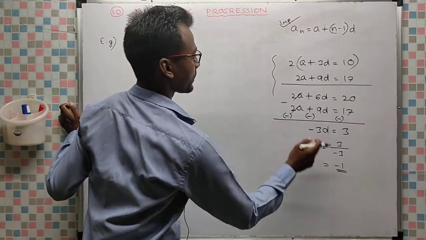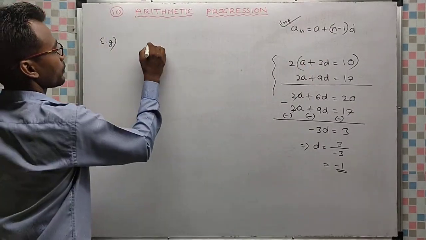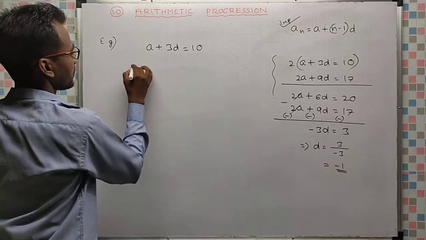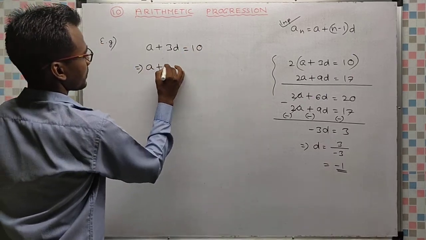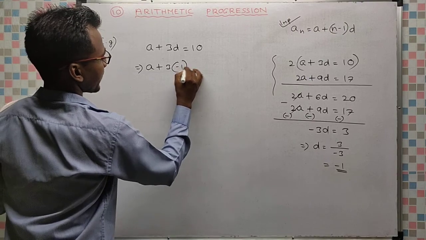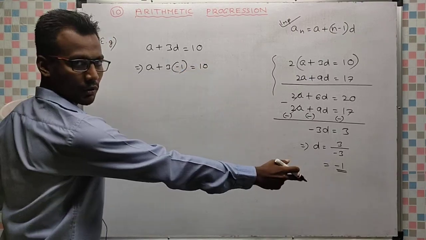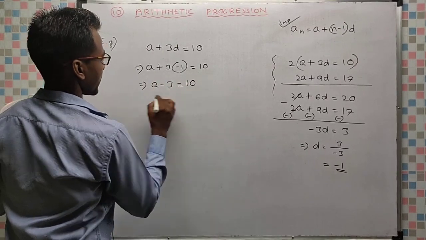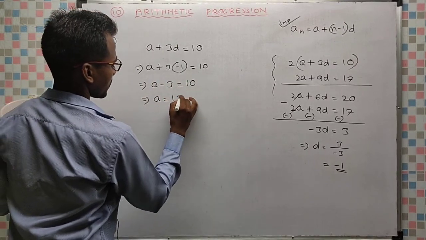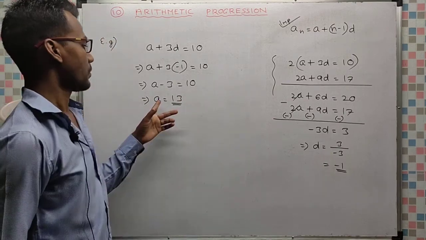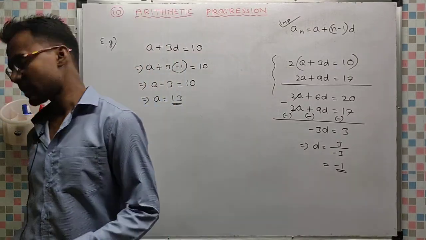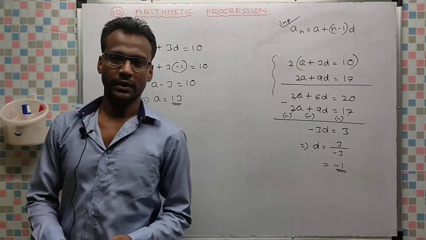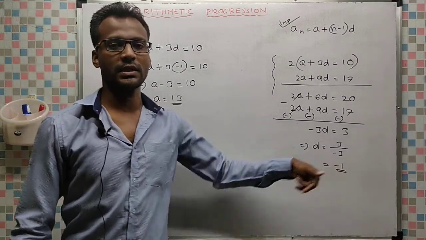You can put this value in any of the two equations. Suppose I am putting it in equation 1. A plus 3D is 10. So A plus 3 into minus 1 is 10, because D is minus 1 as we have got just now. So A minus 3 is 10. A is equal to 13. We have A, we have D, we can get anything. Let us see what is asked. Find its first term and the common difference. We have got first term is 13, common difference is minus 1.